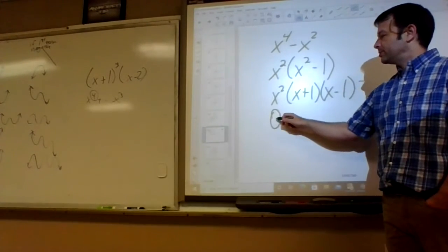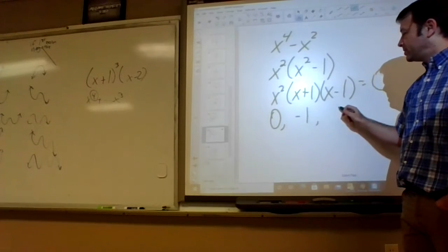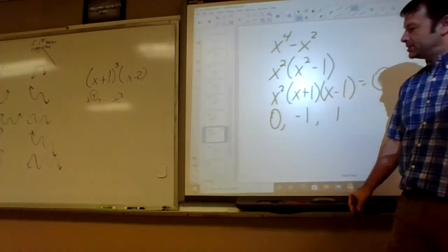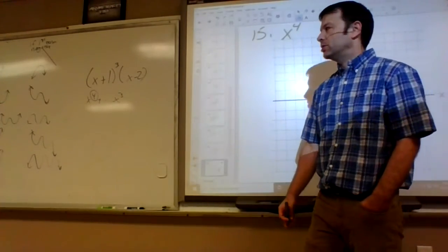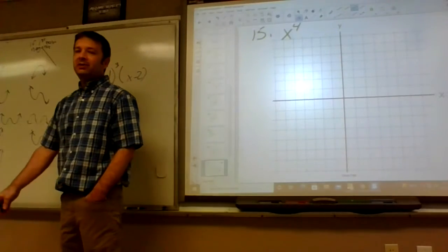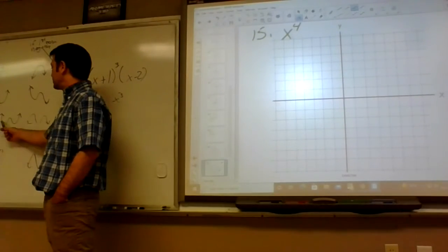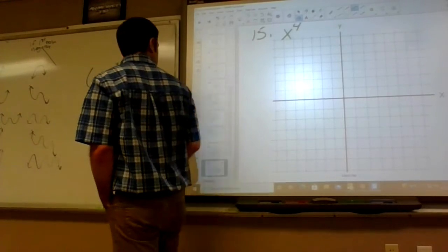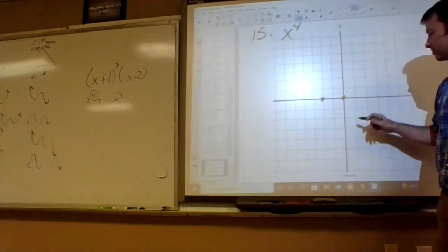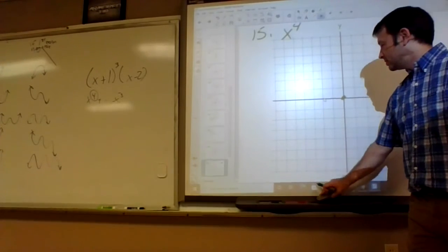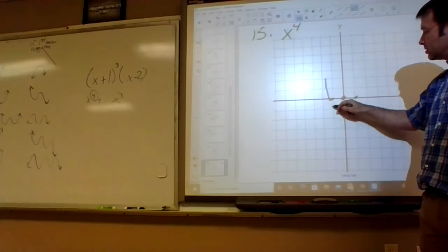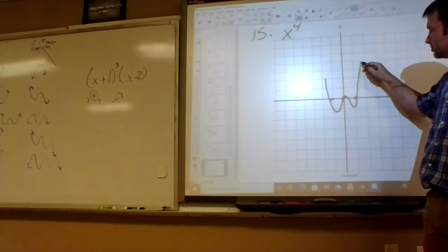0 is a double root. We also have negative 1 and positive 1. What kind of function is it? Quartic. Is the first term positive? Yes, so it's a W, but with a bounce at 0. Wait, was it 1 and negative 1? Yes. 1, 0, negative 1. Bounce at 0.